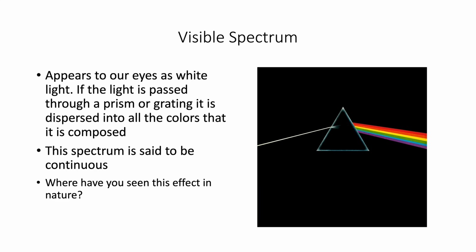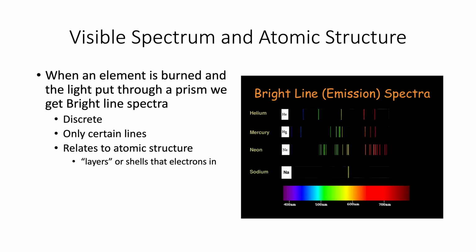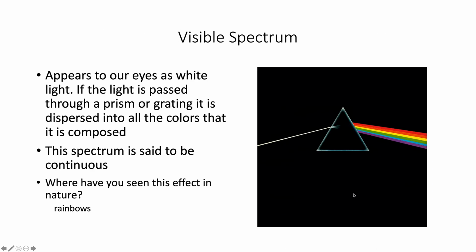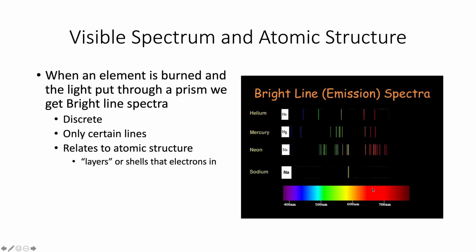And other than an album cover, where else have you seen this in nature? That's right, rainbows. Okay, that's because you have droplets that are small enough that they'll cause the light to break. Interestingly, if you take light from the sun, you get this spectrum here that's called a continuous spectrum. Right? The word continuous means everything. It's a smear. That's a continuous spectrum.